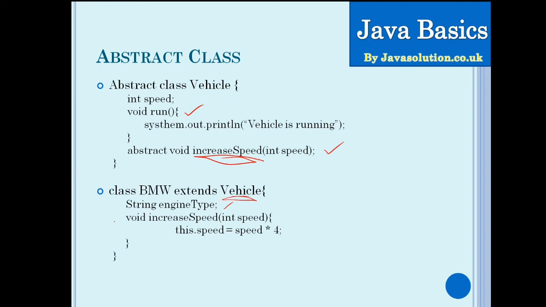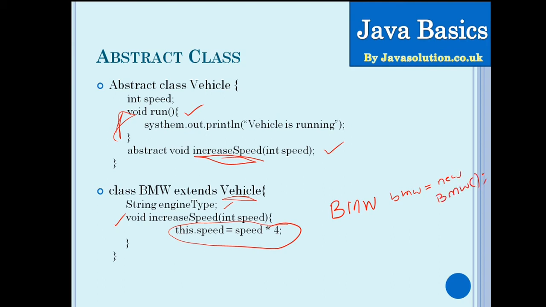So now we're providing that implementation here, right? And the run method is automatically inherited because it extends Vehicle. You don't need to redefine it. It can directly use that method. So once we create an object, say BMW, and I will specify just BMW is equal to new BMW.